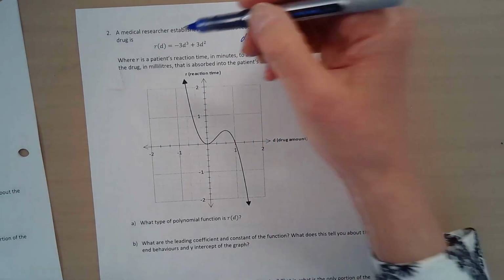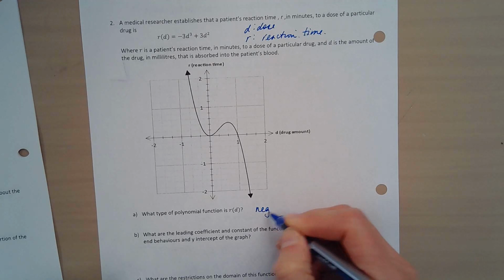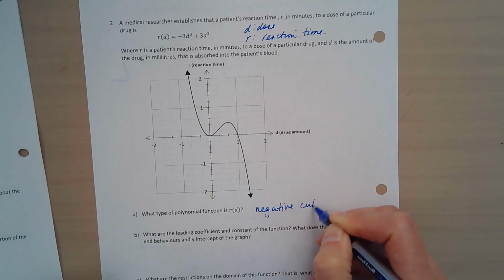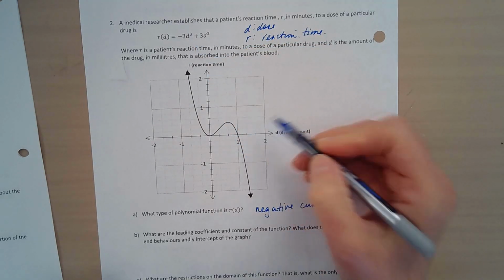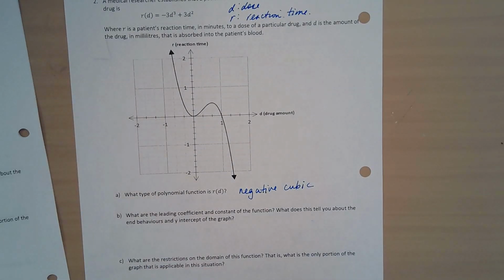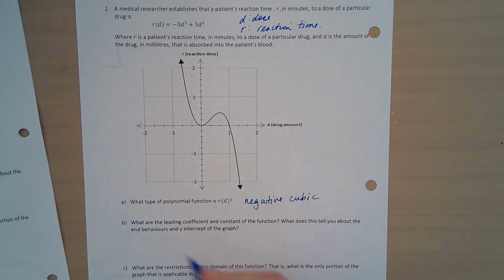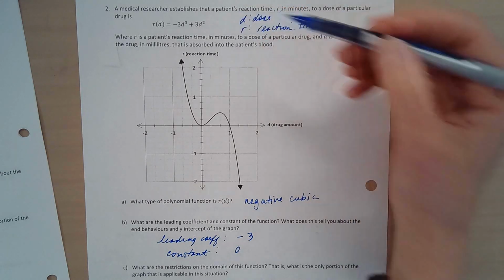So here's my graph. This is a negative cubic, right? It says what type of polynomial, so it's a negative cubic. We can see from the equation, we can see from the graph that it's a negative cubic. Now, what are the leading coefficient and the constant of the function? All right, what would the leading coefficient be of this function? Leading coefficient is negative 3. What would the constant be in this? Yeah, 0, right? There is no constant listed, so it must be 0.